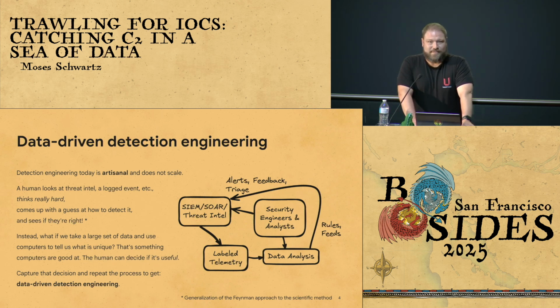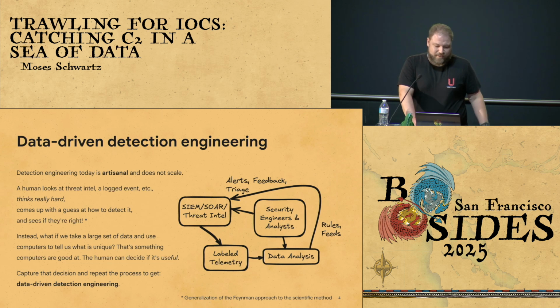But that process only scales linearly with the number of people you have. If you want twice the number of rules, you need twice the number of engineers. And actually, once you have a big set of rules in your backlog, you need even more people to maintain it because it's like tech debt, right? You have to continue tuning and maintaining them.